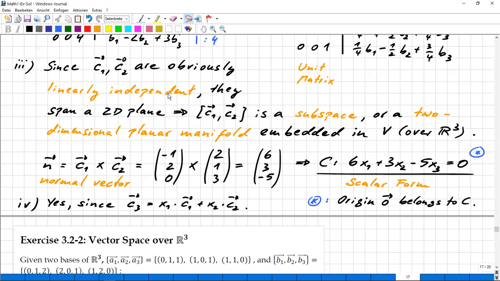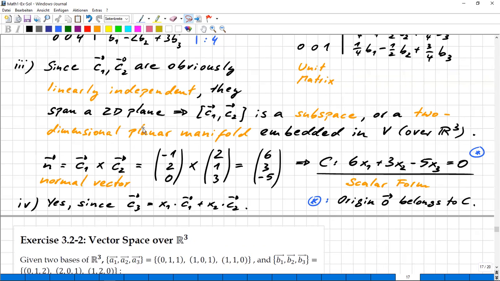They span a 2D plane. C1, C2 is a subspace. Actually, this is just the symbolic notation for a two-dimensional subspace embedded in this three-dimensional vector space V over R3. You know what I mean? You could also say a two-dimensional planar manifold. This is the technical term, embedded into our whole R3 vector space.